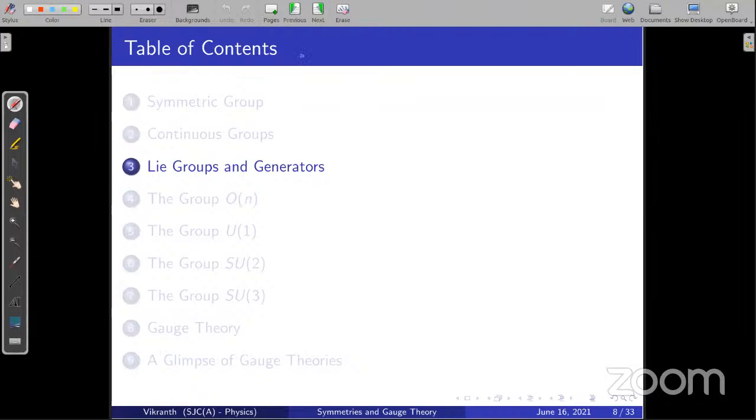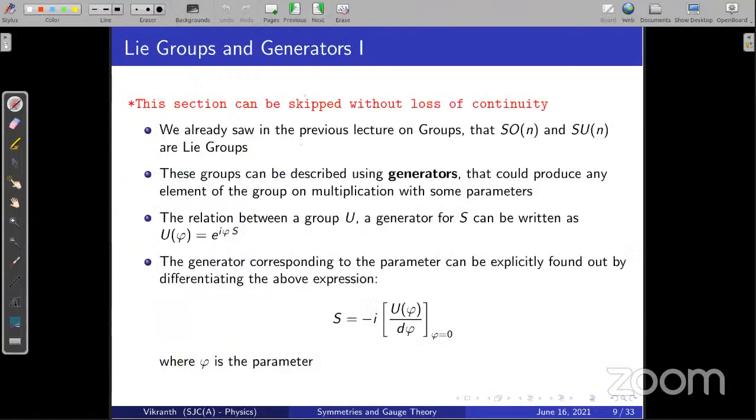Right? So before that, a quick intro to Lie groups and generators. If you're reading the presentation, you can skip this, but I will just tell you what is going on here. We already saw that SO(N) and SU(N) are Lie groups. You can go back to yesterday's presentation to read about what exactly happened. Now, these can be generated by some quantities called the generators.